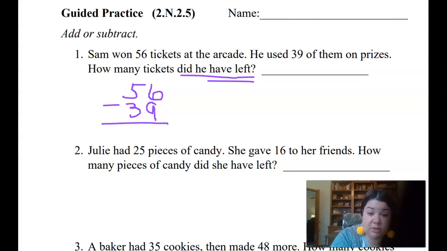All right, so write this either on your paper or on your whiteboard, pause the video, and then come back and check your answer, okay?